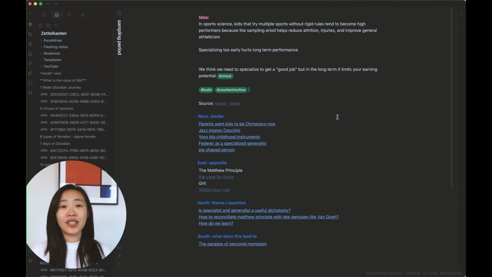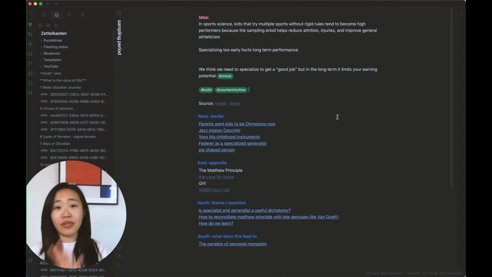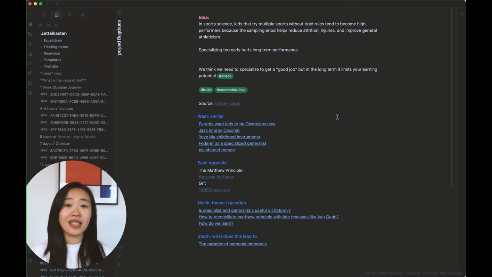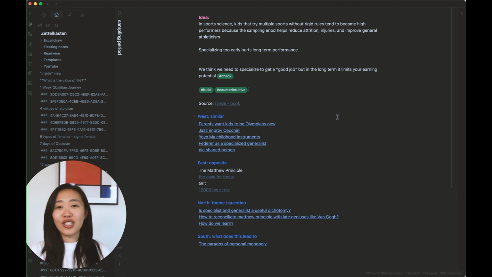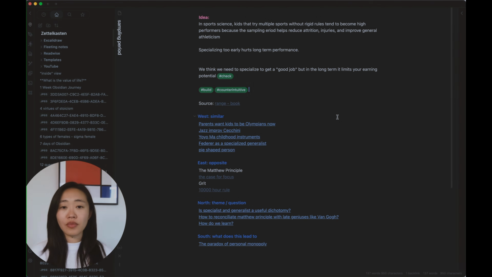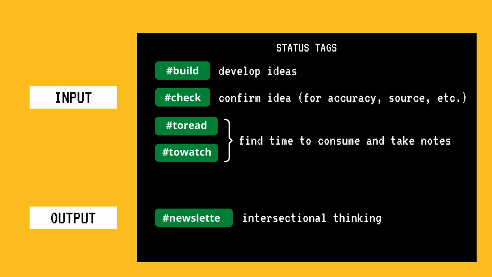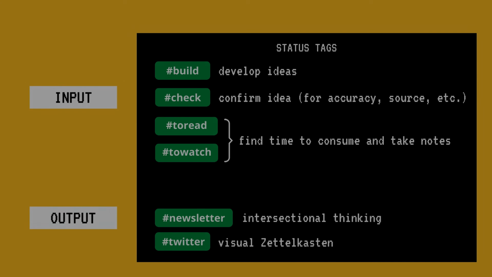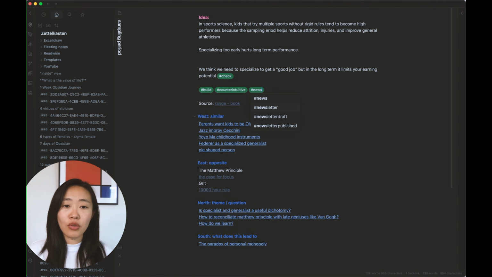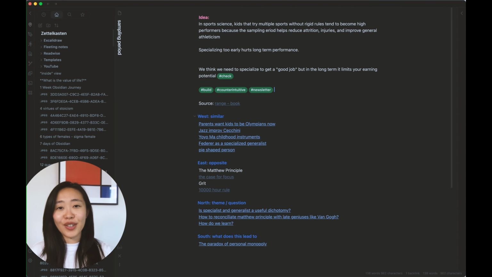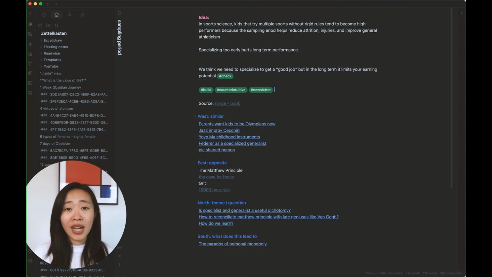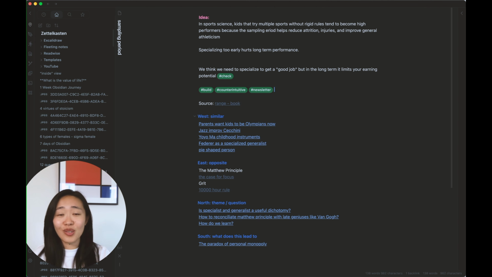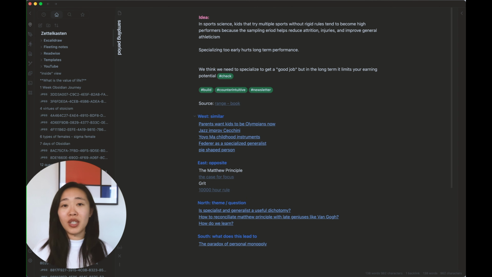Now for output status, the source of my outputs that currently benefit most from my Obsidian Zettelkasten is my newsletter, Intersectional Thinking, and my Twitter account. So whenever I see an idea I think is perfect for Twitter or perfect for newsletter, I would tag them. For example, this one I want to write about in my newsletter. So I would give it the tag newsletter, which then means whenever I'm writing my newsletter, I don't have to sit there and wonder, oh, which idea should I write about? I already have a list of ideas with the tag newsletter that is ready for me to develop.